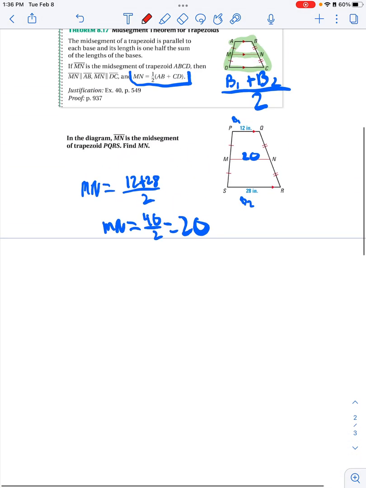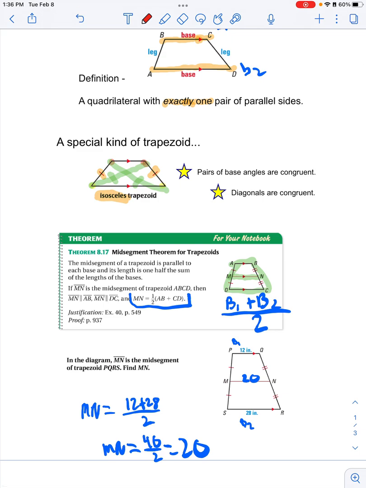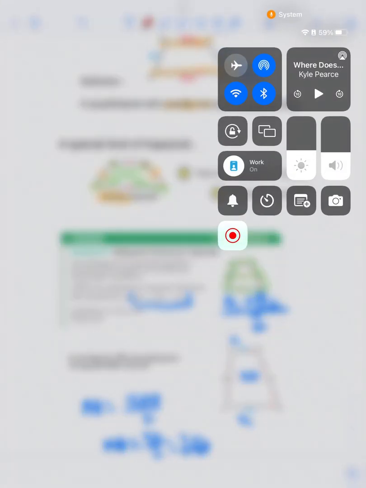Okay, again, not too much new here. Yes, trapezoids are new, but we've already practiced finding congruence of diagonals, so that part doesn't change.